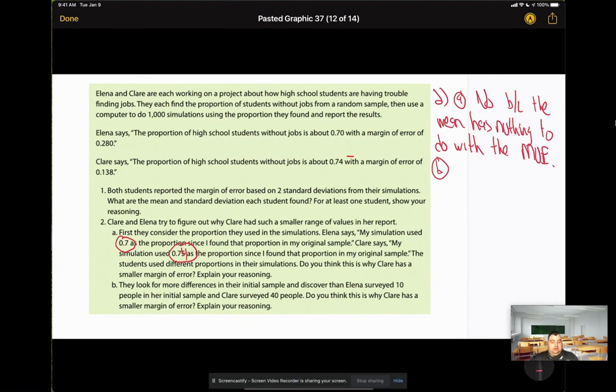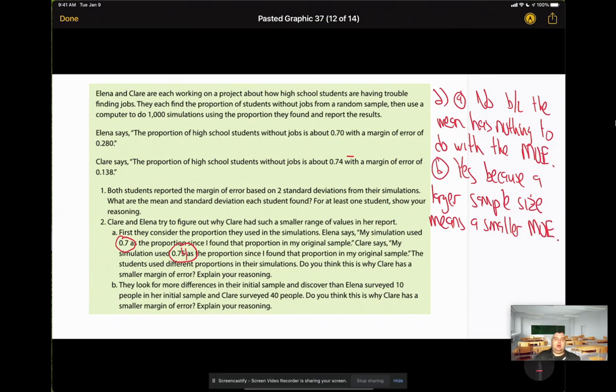So to answer the question, do you think this is why? The answer is yes, because a larger sample size means a smaller margin of error. A larger sample size means a smaller margin of error. And that is it for the examples, and that is it for this lesson.